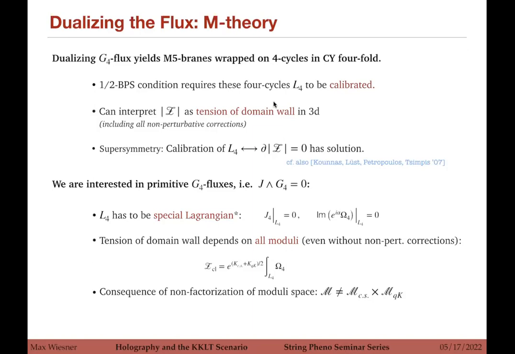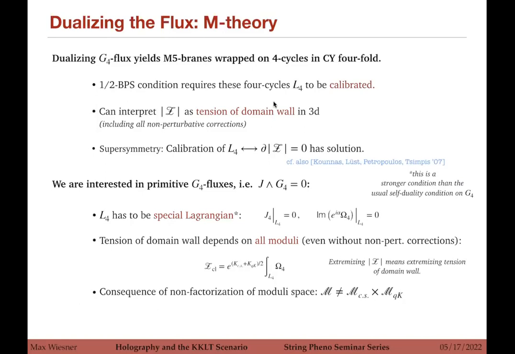So unlike the D3 brane example that I mentioned for the black hole, which just depended on the complex structure, the tension of the domain wall already at the perturbative level depends on all the moduli of the theory, because the prefactor e to the K over 2 contains both the Kähler potential of the complex structure sector and of the quantum Kähler moduli space. It's essentially a consequence of the fact that in an N=1 or an N=2, D=3 theory, the moduli space does not factorize anymore. So we have this extension of the domain wall, which we want essentially to extremize to find our supersymmetric AdS vacuum.